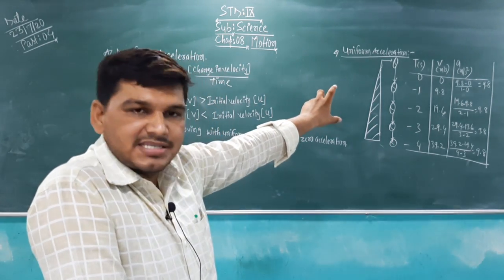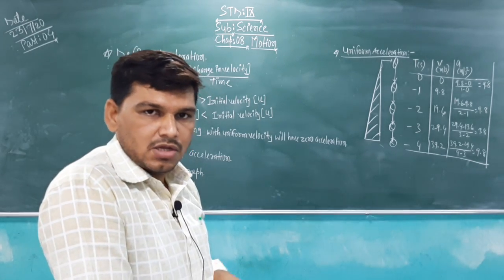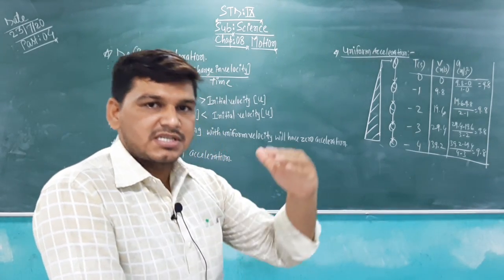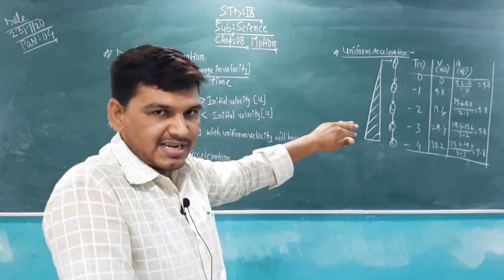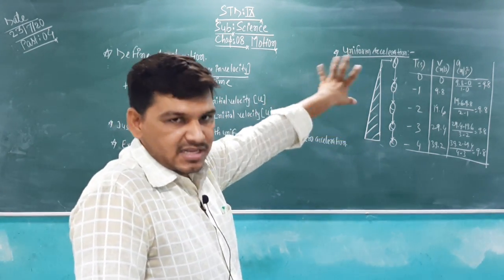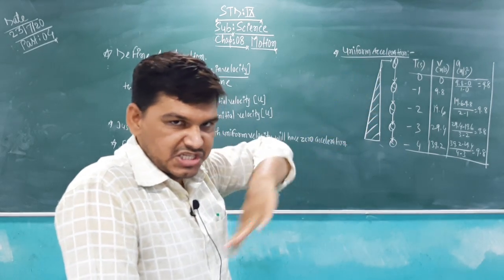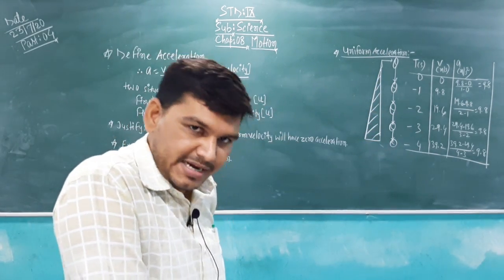Starting initial velocity is 0 at 0 seconds. In the first second it will be 9.8 meters per second. So 9.8 is the final velocity, 0 is the initial velocity. And time is 1 minus 0: final 1 second, initial 0 seconds. So 9.8 minus 0, final minus initial, divided by the time, 1 minus 0, and you will get 9.8.